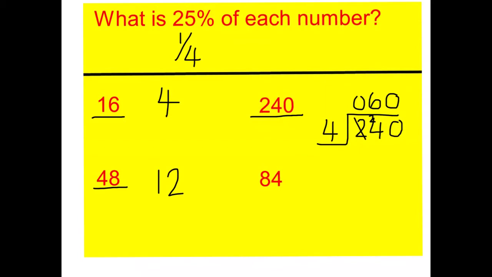And our final one, 25% of 84, we divide the number by 4. So 4 into 8 goes twice, and 4 into 4 goes once. So 25% of 84 is 21.